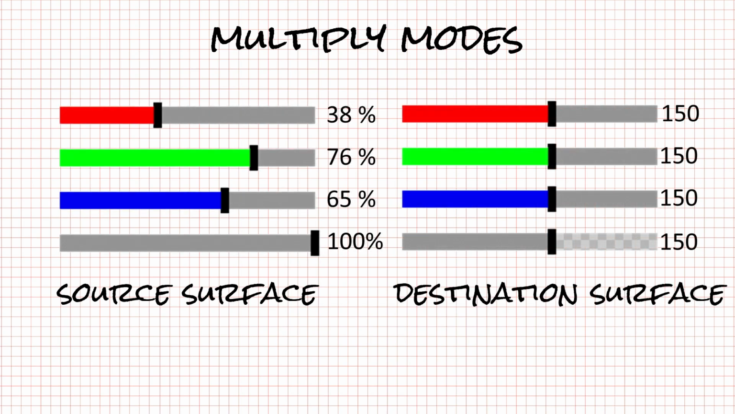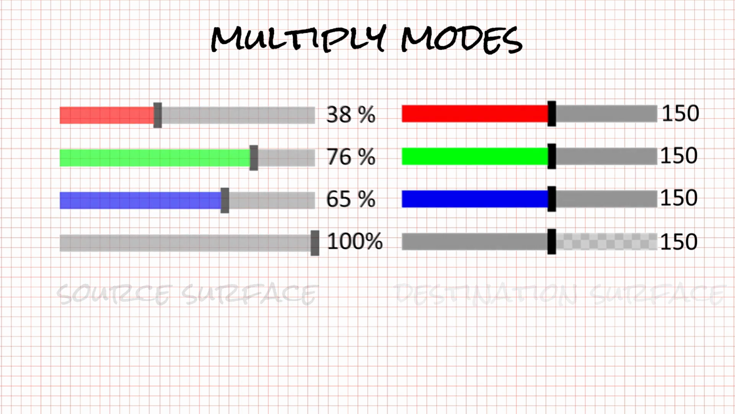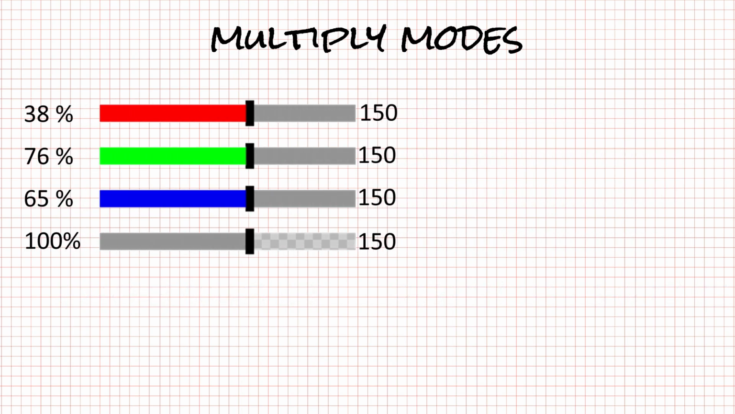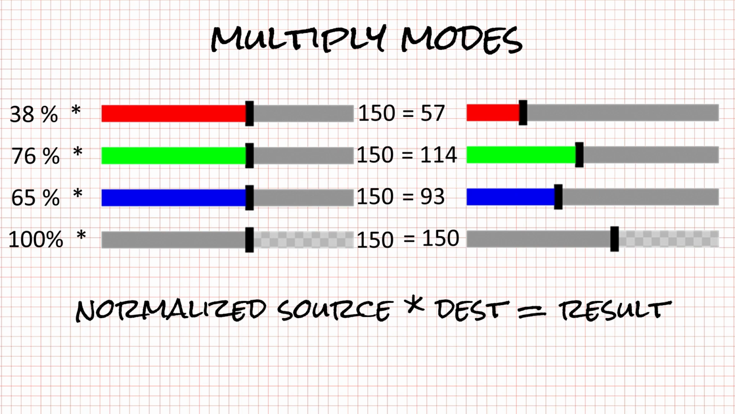That factor is then multiplied by the destination RGB or RGB and A values, giving the result RGB or RGB and A values. So the source red value, for example, is specifying the percentage of the destination red that will be in the result pixel.